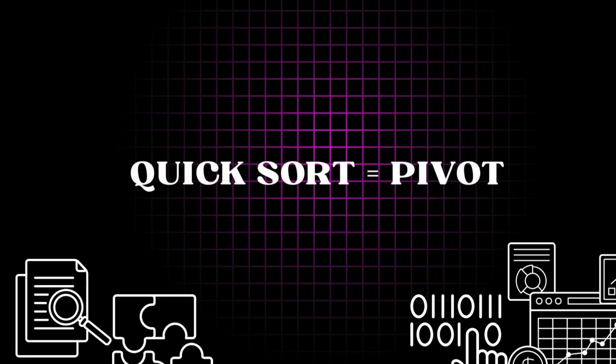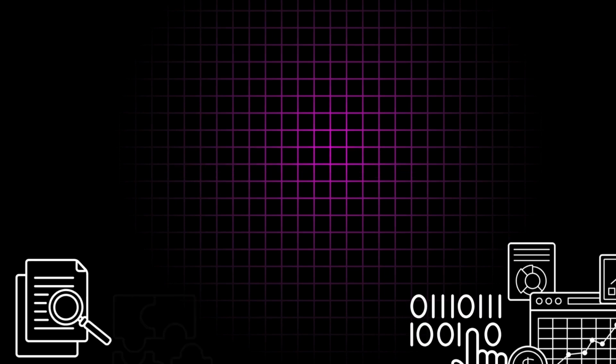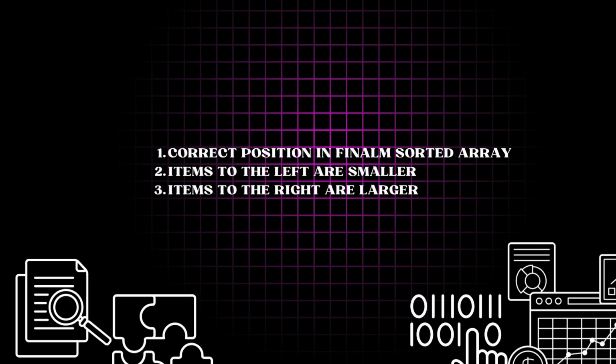A pivot is simply one of the items in the array that meets the following conditions after we sort it. The pivot is in its correct position in the final sorted array. This means that all items to the left are smaller and all items to the right are larger. Let's look at an example.